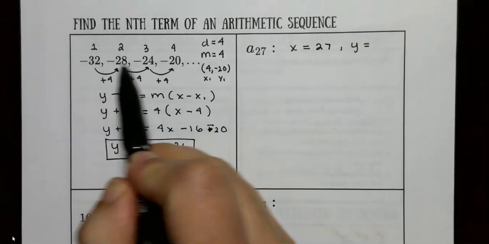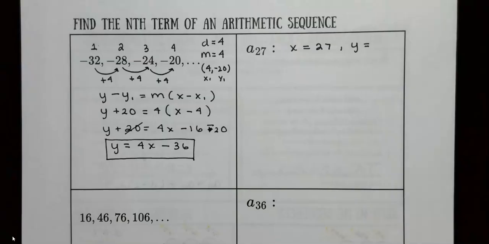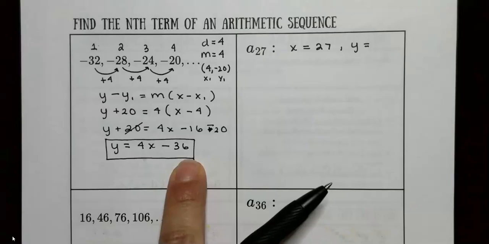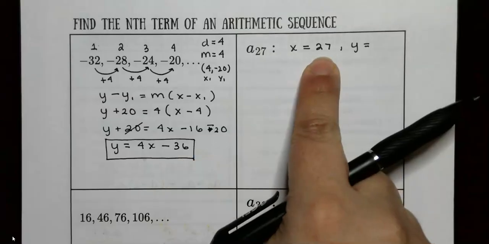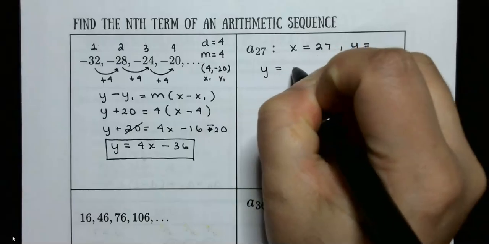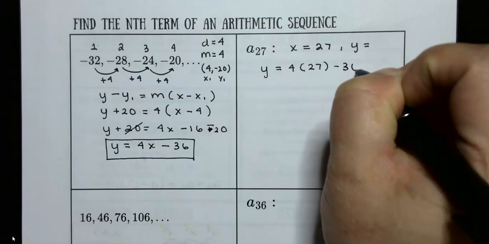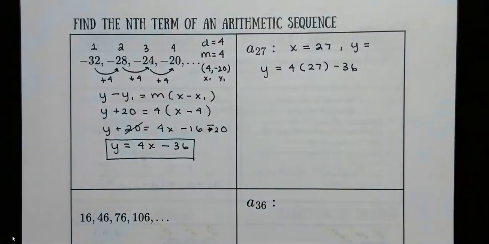If I kept counting by 4, which one would be the 27th number? That's basically what it's asking us for. So we're going to take the formula. We know that x is 27. So we're going to say y is equal to 4 times 27 minus 36. And there's actually nothing to do here except simplify.